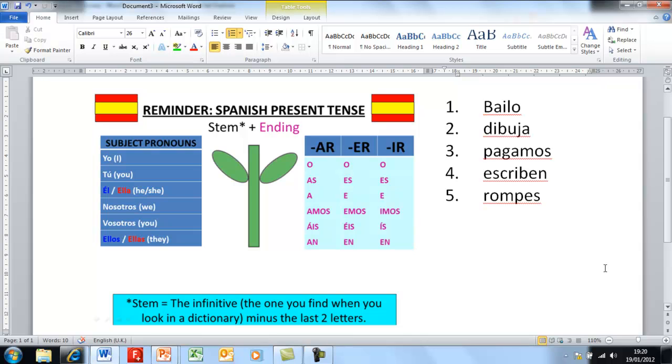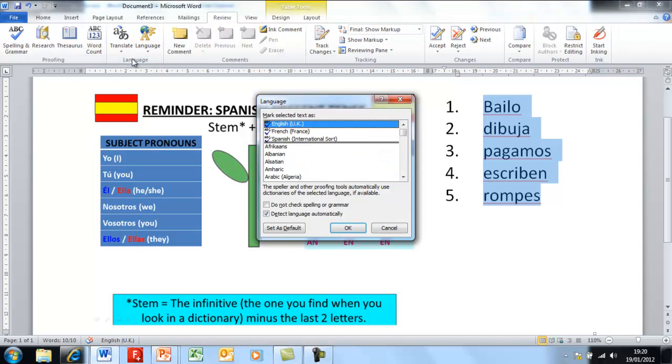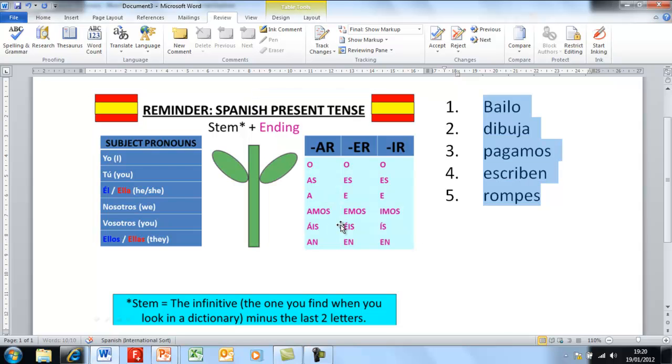Now, as you can see, they're all covered in red at the moment. That's because the language is set to English for the UK. So if we go to review, language, and set the proofing language to Spanish, we can also find it on this list here, then the red should disappear, as you see.